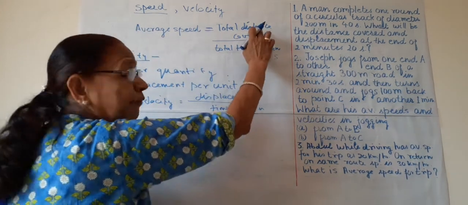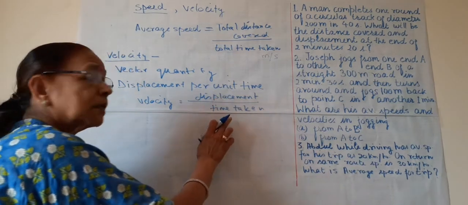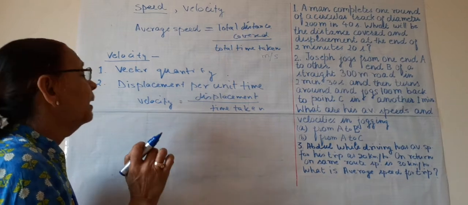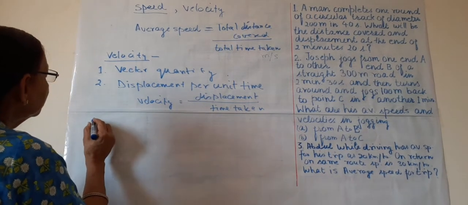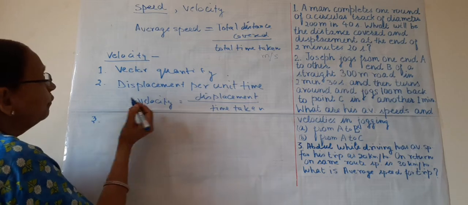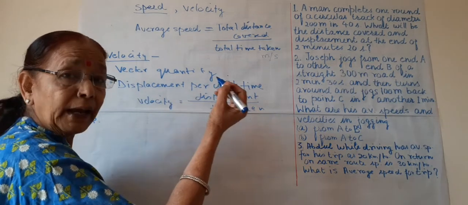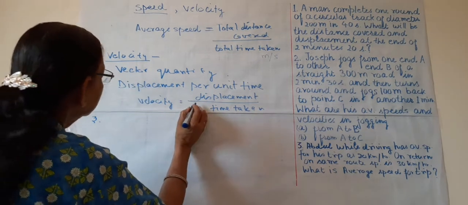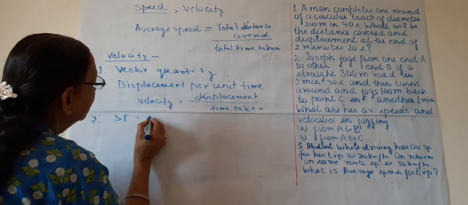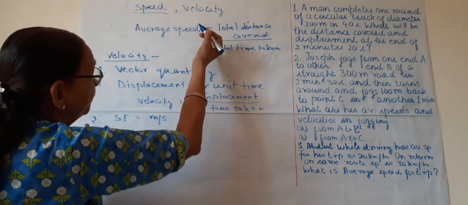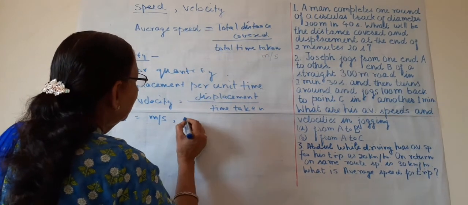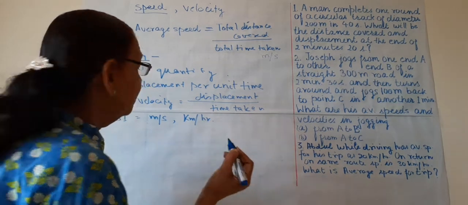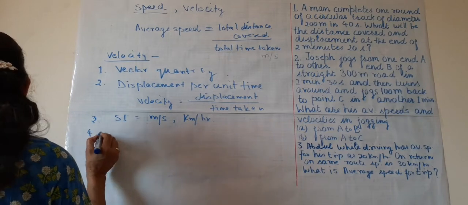In speed, we have written distance upon time. Here we have written displacement upon time. So this is the only difference, because in velocity we need direction and we have direction in displacement. This is a vector quantity. This is the formula. The SI unit is the same as speed, meter per second, and the bigger unit is kilometer per hour. There is no difference in SI unit from speed.